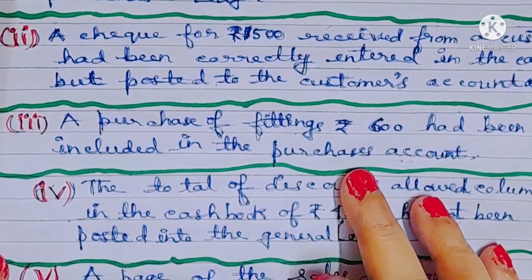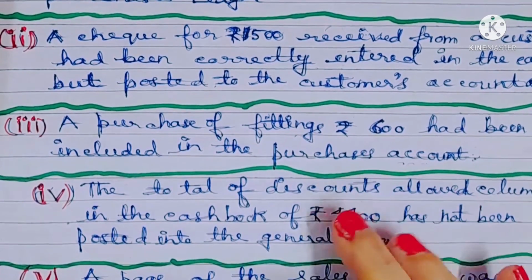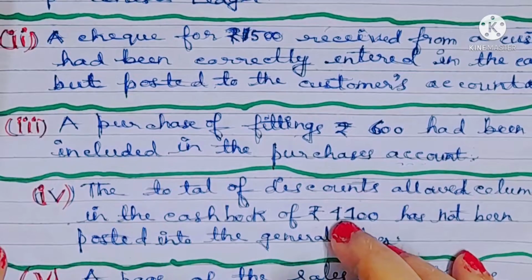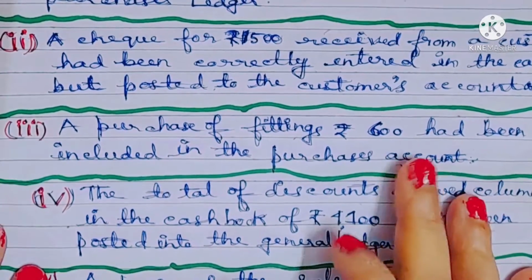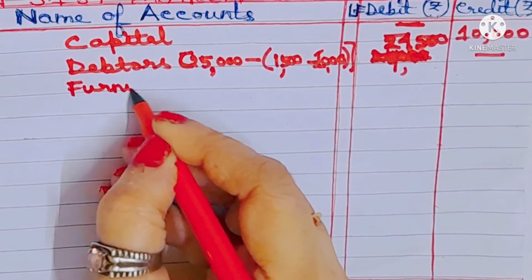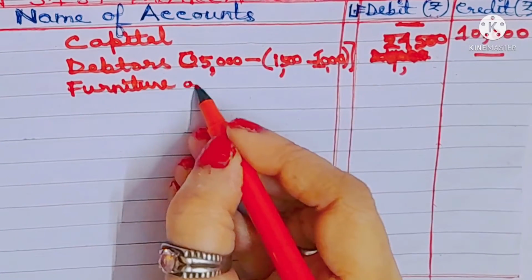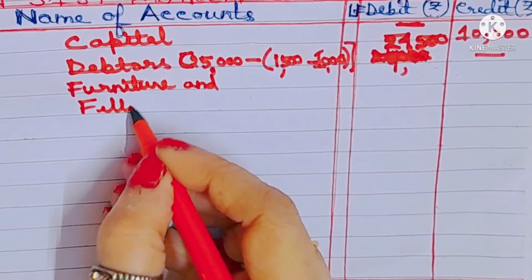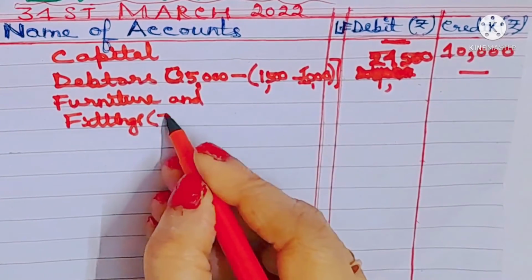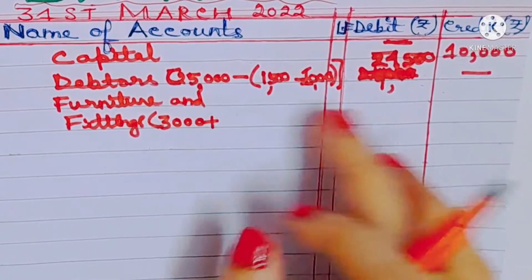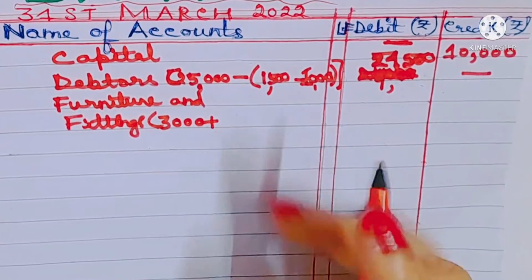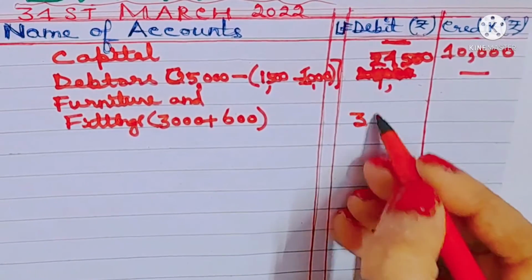ভুল করে কি করেছে, ফার্নিচারে 600 পারচেজেস অ্যাকাউন্টে রেকর্ড করেছে কিন্তু ফার্নিচারে রেকর্ড করেনি, তার মানে কি হবে, তার মানে হবে ফার্নিচারে আমাকে প্লাস 600 অ্যাড করতে হবে আর পারচেজ থেকে 600 লেস করতে হবে, ইজি। সো লেটস রাইট 600 ইন ফার্নিচার অ্যাকাউন্ট। ফার্নিচার অ্যান্ড ফিটিংস কত ছিল, 3,000, which has been correctly written in the debit balance, but they have forgot to adjust the additional information. 3,000 plus 600, that means 3,600.